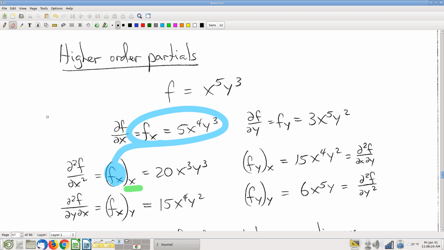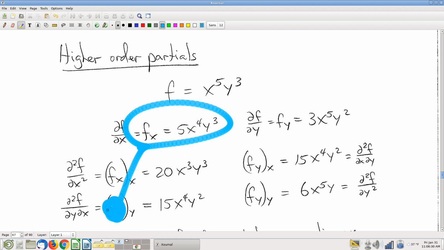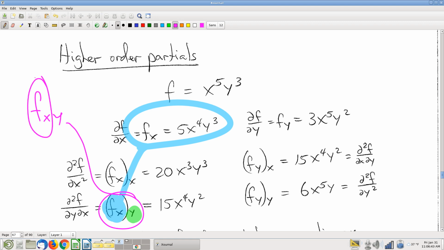And then you also might take this function f_x. You might want to take its y partial, right? And then this thing that you get, I would write as f_xy. Because you're doing the x partial first, so you want that closest to the f. That's sort of acting on f first, so it should be closest to f. And then after that, you're doing the y partial of it.